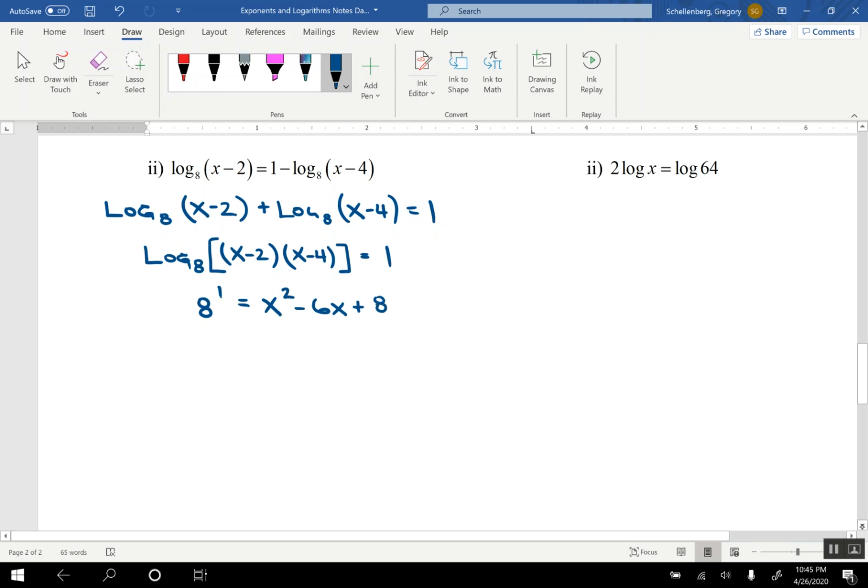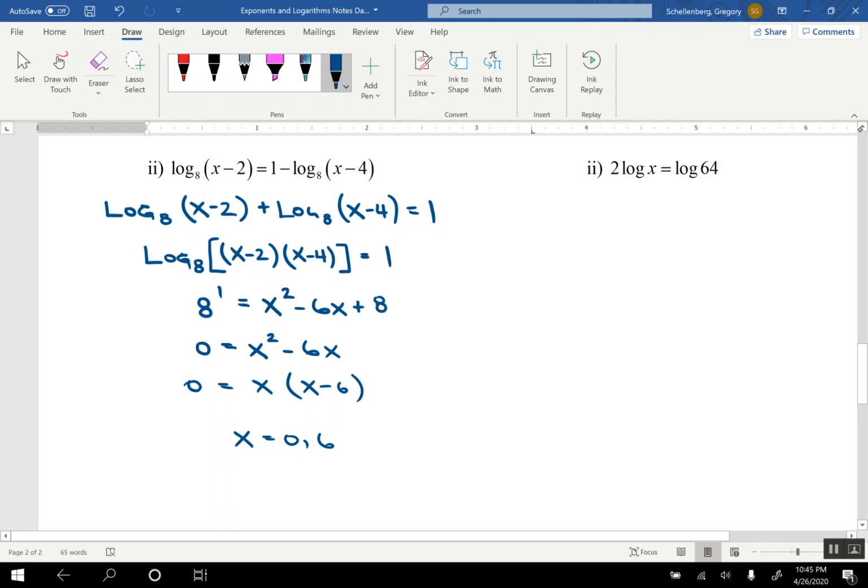Okay, so we can solve this now. Those 8's are going to cancel each other out, so we're left with 0 is equal to x squared minus 6x. We will factor out a GCF of x on the right, so we're left with x minus 6. And our solutions for x here are 0 and 6.